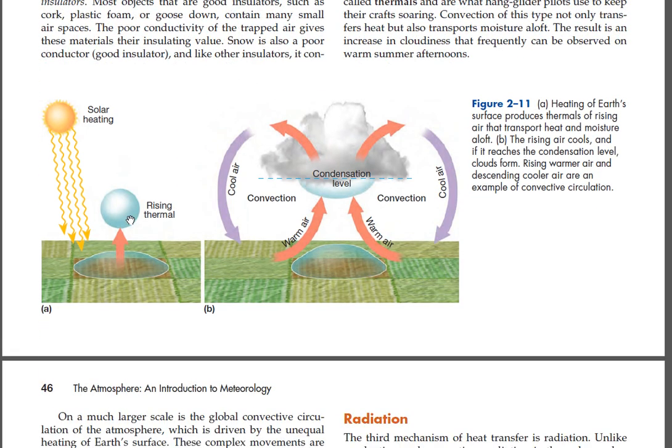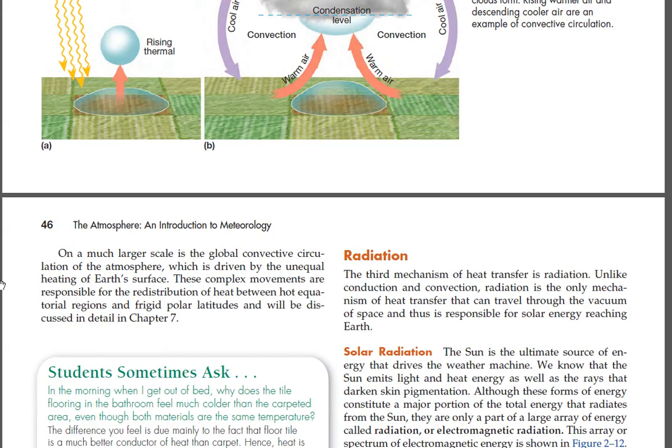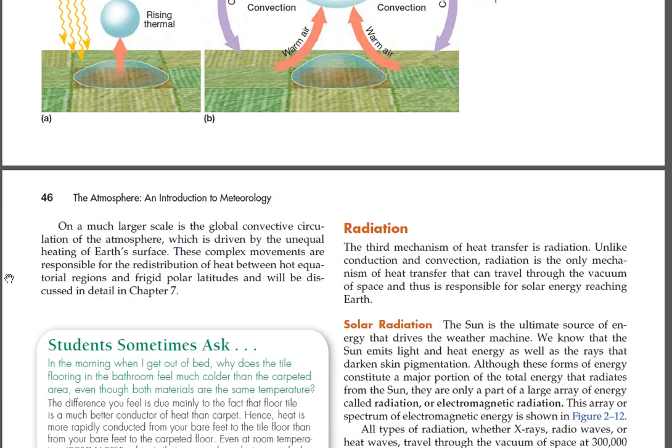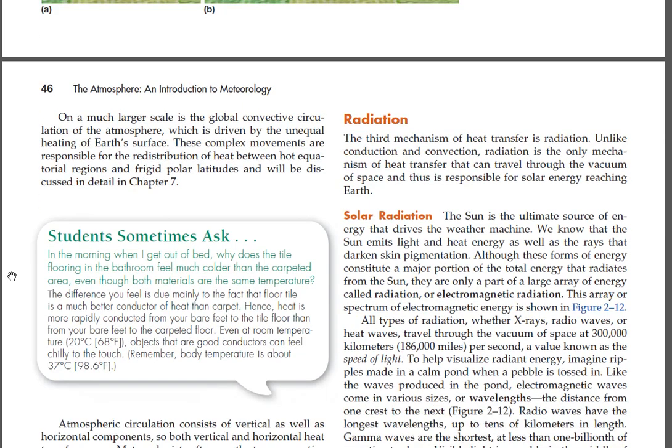On a much larger scale is the global convective circulation of the atmosphere, which is driven by the unequal heating of Earth's surface. These complex movements are responsible for the redistribution of heat between hot equatorial regions and frigid polar latitudes and will be discussed in detail in Chapter 7.